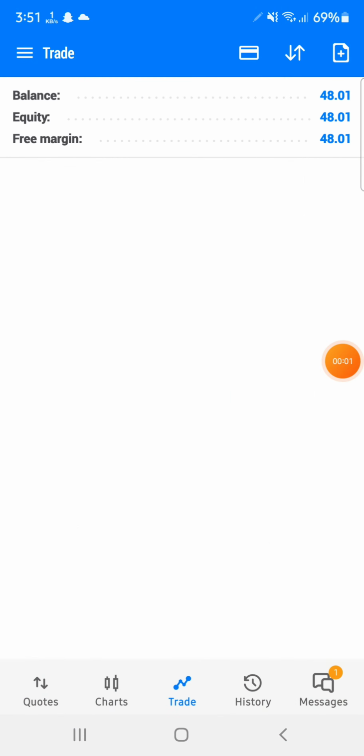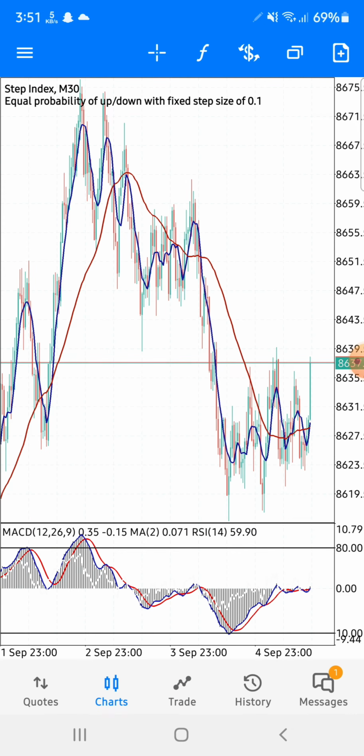Hey guys, you can see I made a deposit of $40 plus the 8 that was left before, and I have also added the strategy on my chart, which I'm going to walk you through on how to properly use, and also blend with the market price rejection strategy.